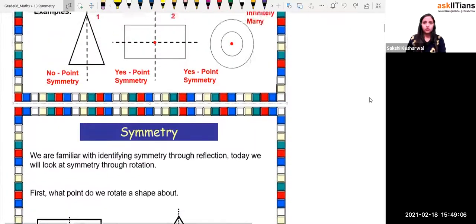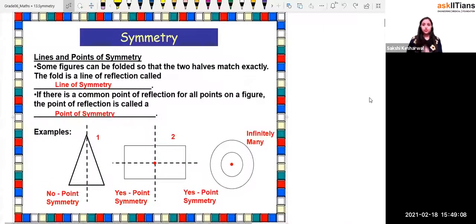I think it's clearly visible, so you will understand everything. Let's do a quick revision. Basically we have lines and points of symmetry. In the last class, we saw that some figures can be folded so that the two halves match exactly, and the fold is a line of reflection called the line of symmetry. Now, if there is a common point of reflection for all the points on the figure, then that point of reflection is called the point of symmetry, right?